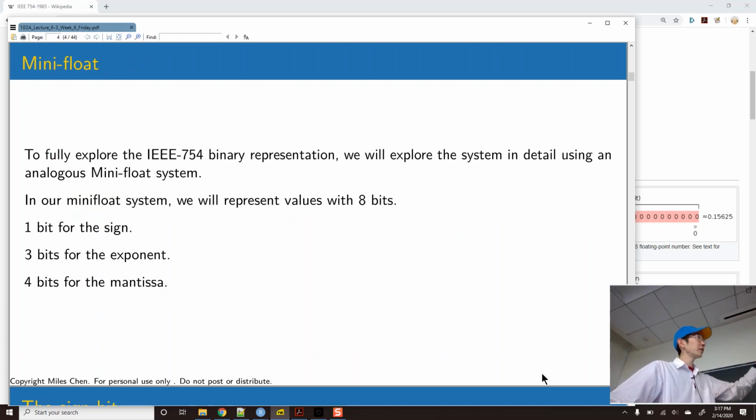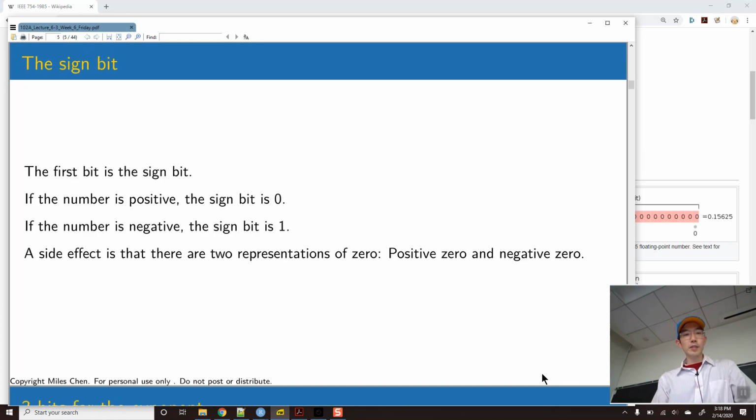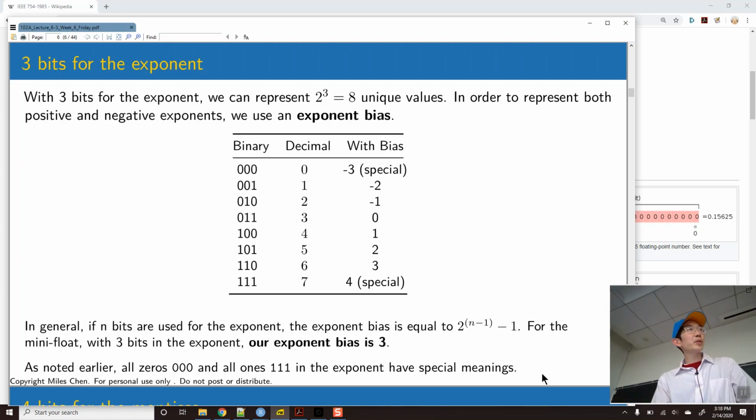Okay, and to illustrate the system, we're going to use a mini float. We're going to see similar things happen with the mini float, and you can just imagine this applying to the double precision. For the mini float, we've got 1 bit for the sign, 3 bits for the exponent, and 4 bits for the mantissa. The first bit's the sign bit, 0 for positive, 1 for negative. 3 bits for the exponent.